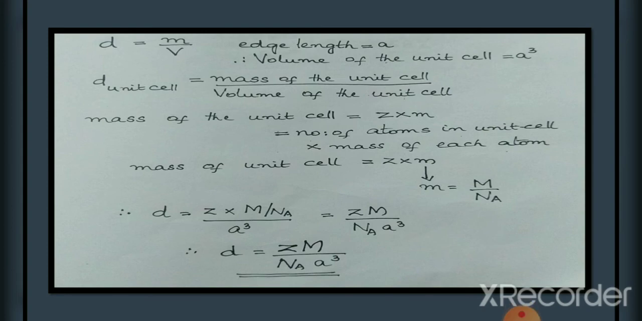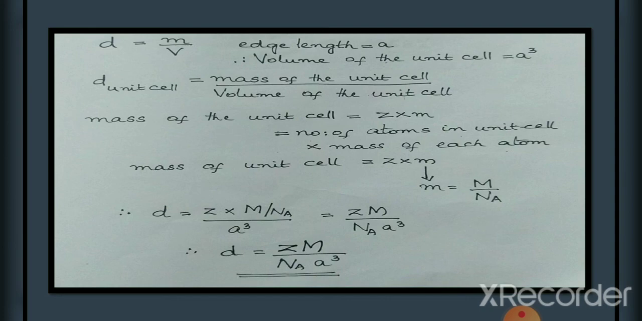For that, it is enough to calculate the density of the unit cell, because density of the unit cell is the same as the density of the substance. You know that density is equal to mass by volume. Therefore, we can write density of the unit cell is equal to mass of the unit cell by volume of the unit cell. Now, if the edge length is taken as A, then the volume of the unit cell will be equal to A cube.